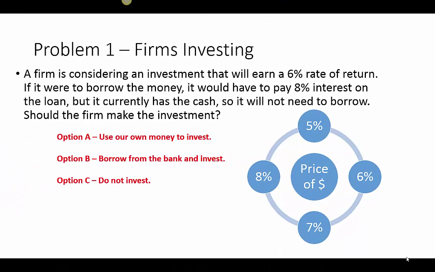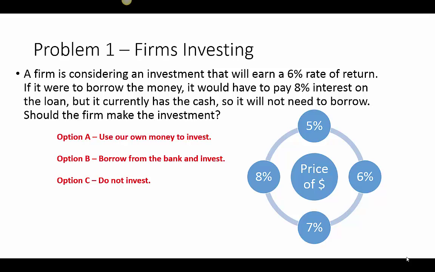So in this problem, we have a firm that has a need to invest. It has an investment that it can make. Okay, so a firm is considering an investment that will earn 6% rate of return. If it were to borrow the money, it would have to pay 8% interest on the loan. So it's going to go borrow it from the bank or wherever, right? But it currently has the cash, so it will not need to borrow. Should the firm make the investment?